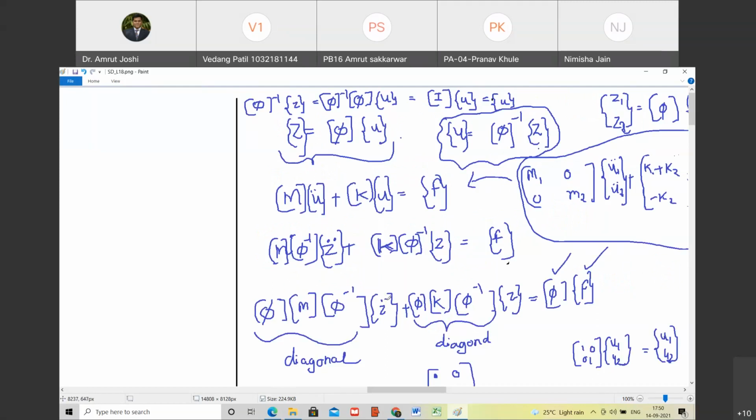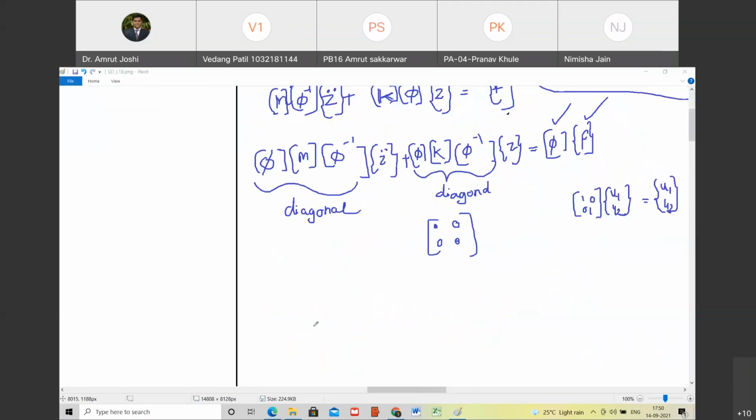where the unknowns are Z1 double dot, Z2 double dot and Z1 and Z2, instead of U1, U2, U1 double dot, U2 double dot. Are you with me? But in this particular system, the equations are uncoupled because phi K phi inverse is a diagonal matrix and phi M phi inverse is a diagonal matrix. Are you with me? So now I can solve this system. I can find out Z1 double dot and Z2 double dot simply by solving two single degree of freedom systems. Are you with me?